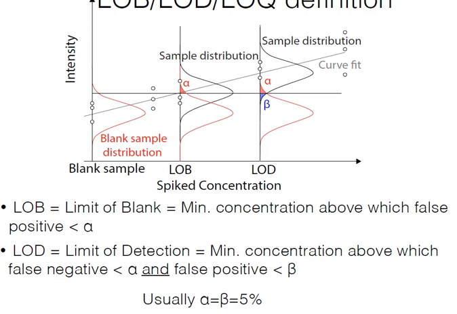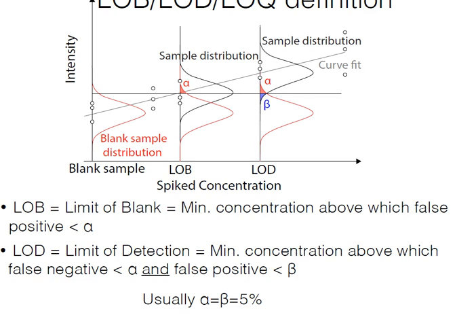Now, how to define the LOB and LOD. I'll talk about the LOQ later. You can define pretty rigorously the LOB, which is the limit of blank. Basically, it's the minimum concentration above which the false positive rate is less than a given tolerance alpha. Alpha, as was mentioned before, is usually 5%. And then the LOD is the minimum concentration above which we have a false negative rate less than 5%, and also a false positive rate less than 5%.